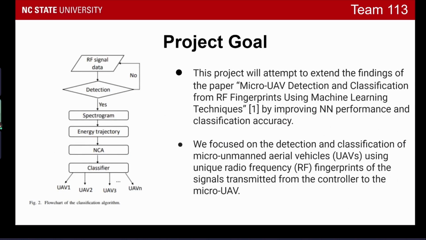So this project attempted to extend the findings of the paper Micro UAV Detection and Classification from RF Fingerprints using machine learning techniques, and we did that by improving neural network classification accuracy. We focused on the detection and classification of micro unmanned aerial vehicles, UAVs, using radio frequency fingerprints of the signals transmitted from the remote controller to the micro UAV. Significant features of the waveforms captured were fed to several machine learning algorithms for classification. And on the left, you can see a high-level overview of that process.